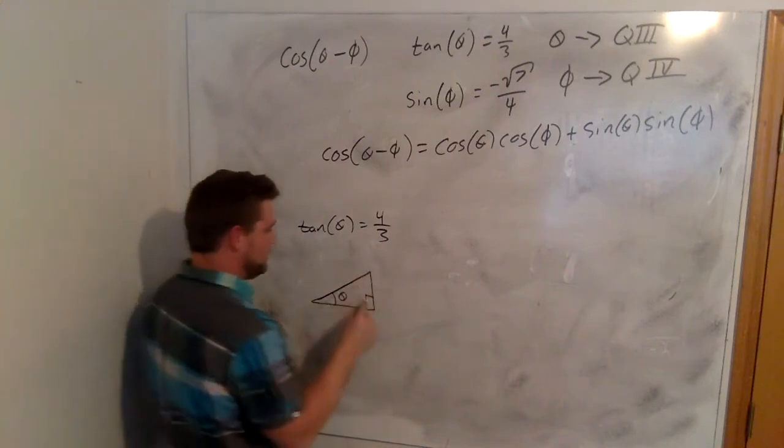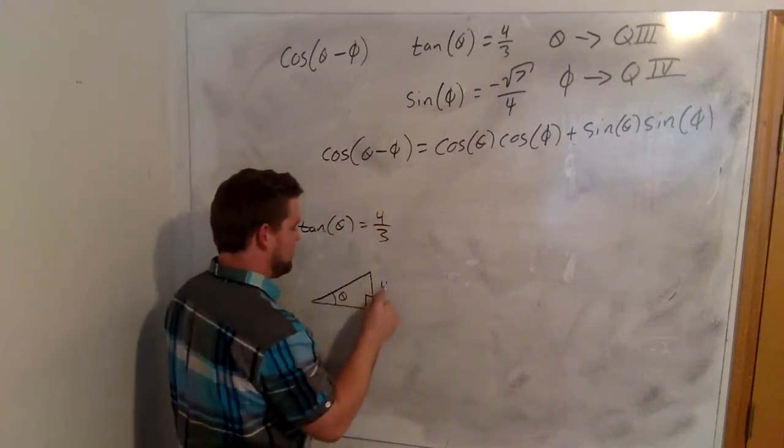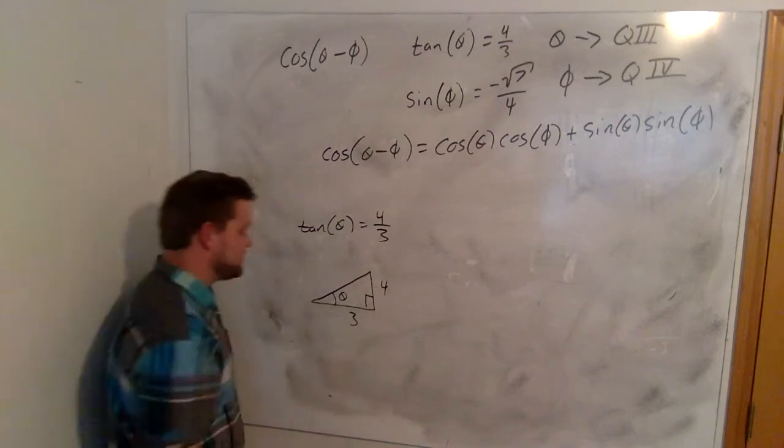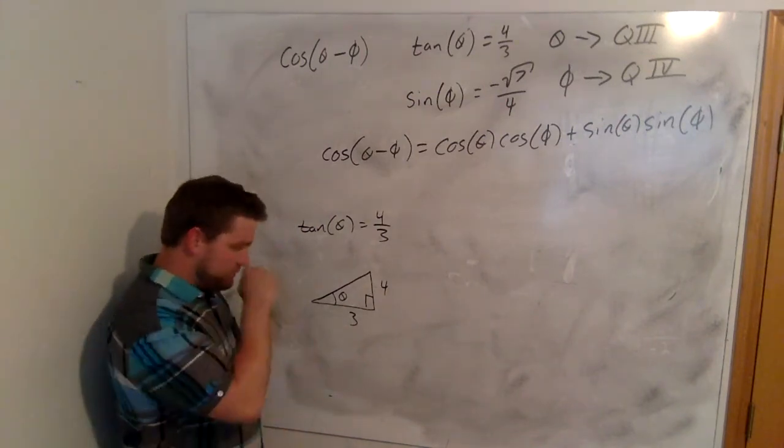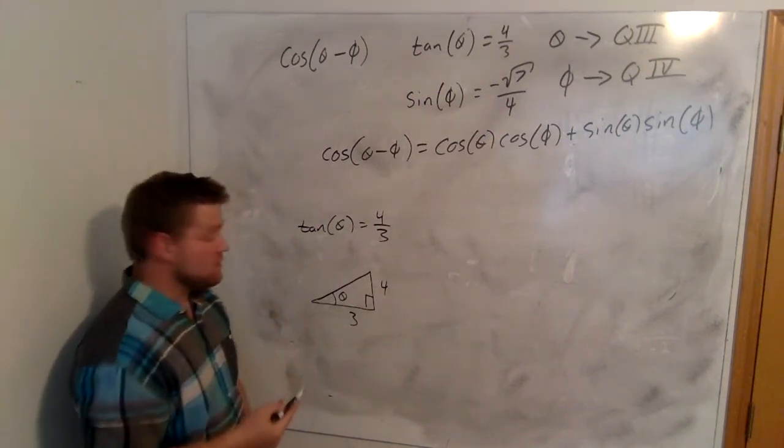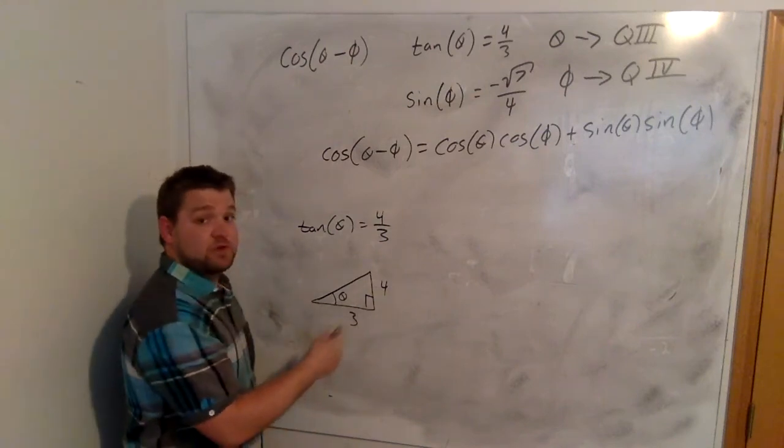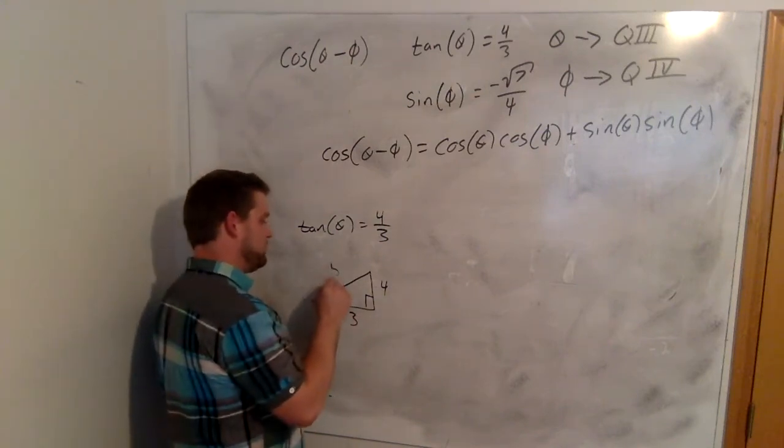Okay, so this will be, let's see, what is tangent? Tangent is opposite over adjacent. Okay, we need to figure out the hypotenuse. You could use the Pythagorean theorem here. I hope you believe that this is a 3, 4, 5 triangle. The hypotenuse here will be 5.